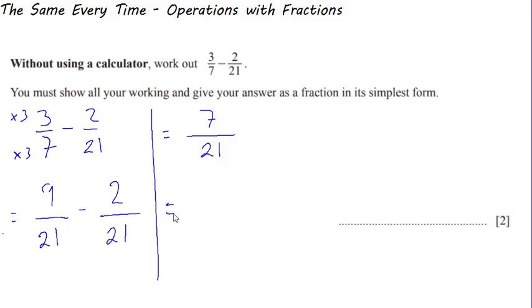Since this question says you must show all your working, and it's meant to be non-calculator, I would just write a little note like that, a little bit of extra working out there, showing the examiner that I am actually dividing by 7. So 7 divided by 7 is 1, 21 divided by 7 is 3. So my final answer is 1/3.